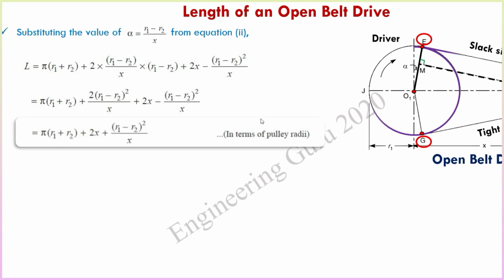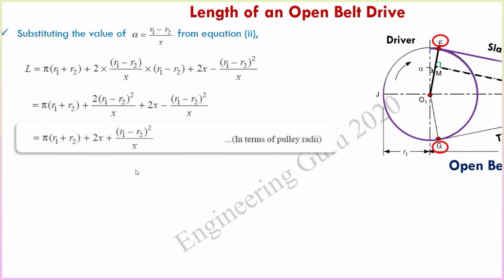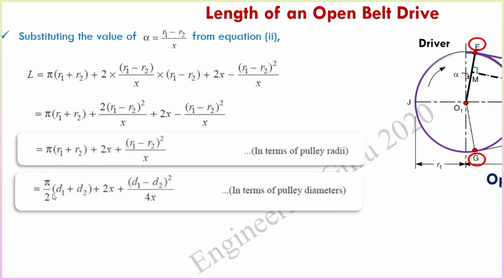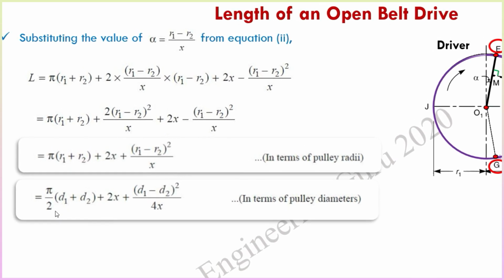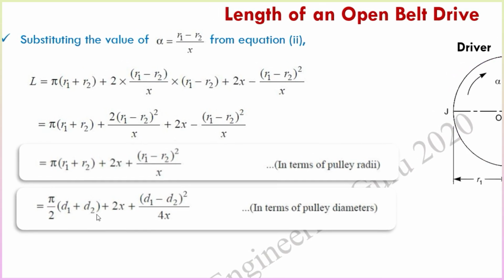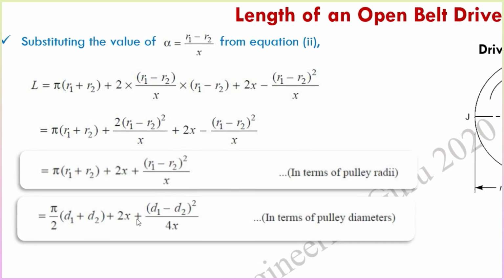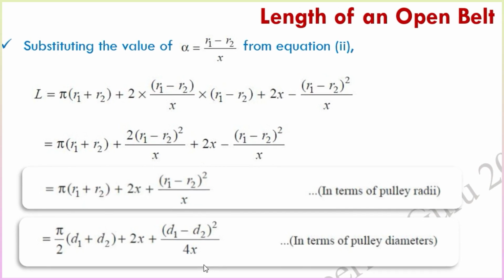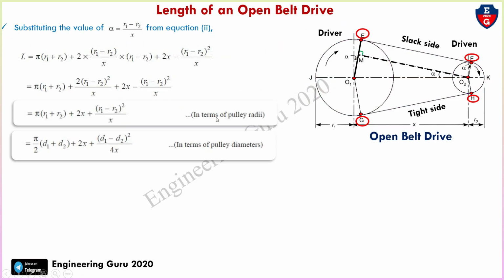So if we consider this radius, we can write this. But whenever we consider diameter, we can write the length of the open belt drive equal to pi by 2 (D1 plus D2) plus 2X plus (D1 minus D2) whole square divided by 4X. So this is the length of the open belt drive. So this is the end of this theory.